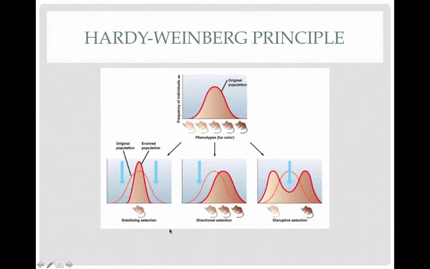So go ahead and look at this. You can see the three types of selection that we've talked about before: stabilizing, directional, and disruptive. These happen when there are changes. But the Hardy-Weinberg principle says that this original population in the assortment of expressed genes that are there, this will not change as long as conditions don't change.